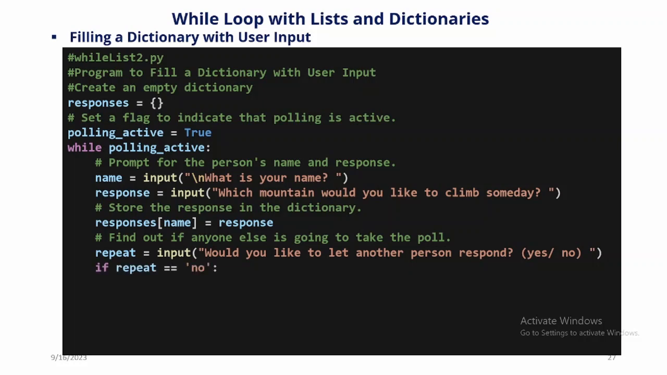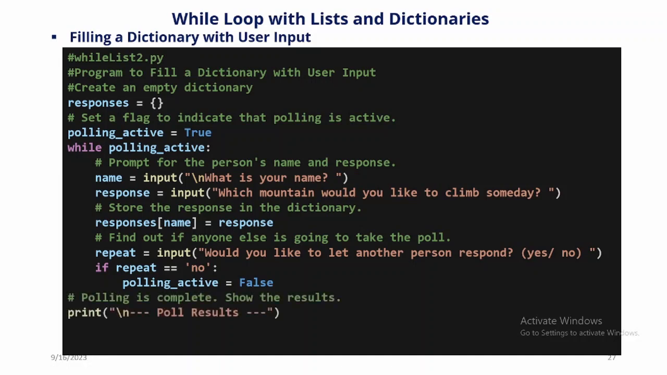If the response is equal to no, then you can change the flag to terminate the loop, in which case we say polling equal to false. In that case, polling active will no longer be true. And then we'll print out the results.